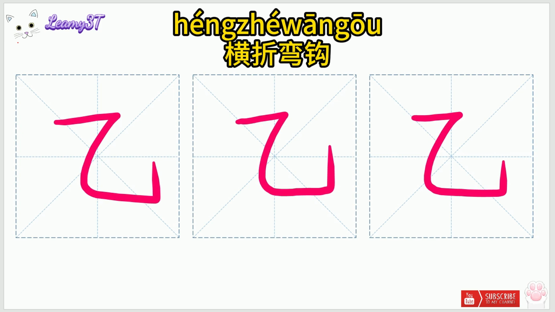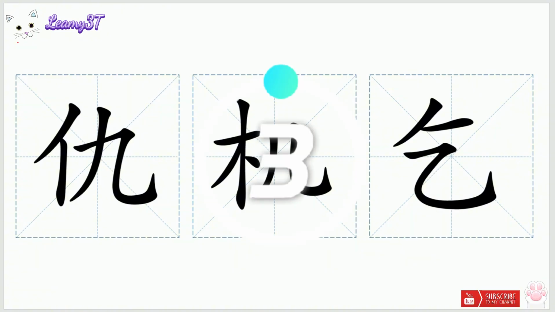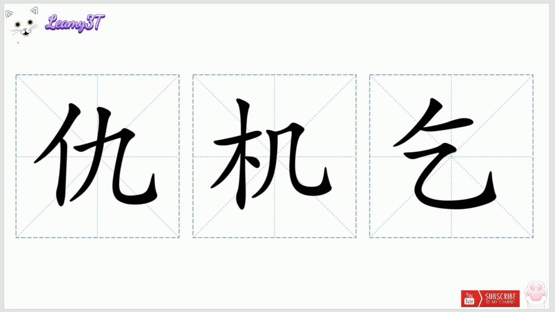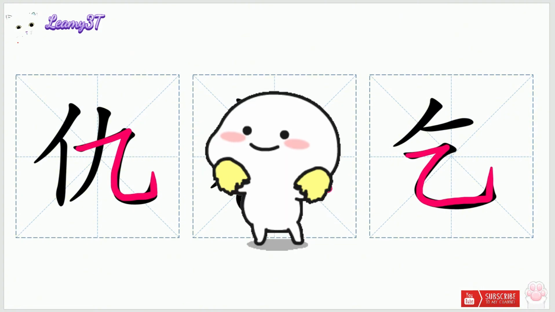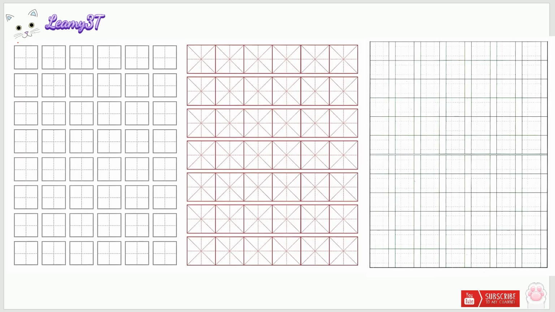Next, please find all the 横折弯钩 in 10 seconds. Have you found everyone? Let's check. 横折弯钩, 横折弯钩, 横折弯钩. Congratulations! We've completed learning the 4 strokes for today. Now get your grade notebook ready and let's start writing characters.